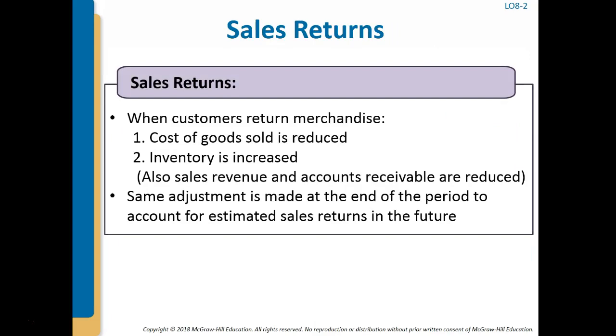When the right of return exists, a seller must be able to estimate those returns before revenue can be recognized. The adjusting entry for estimated sales returns reduces sales revenue and accounts receivable. At the same time, cost of goods sold is reduced and inventories increased. As a result, a company includes in inventory the cost of merchandise sold that it anticipates will be returned. Let's take a look.